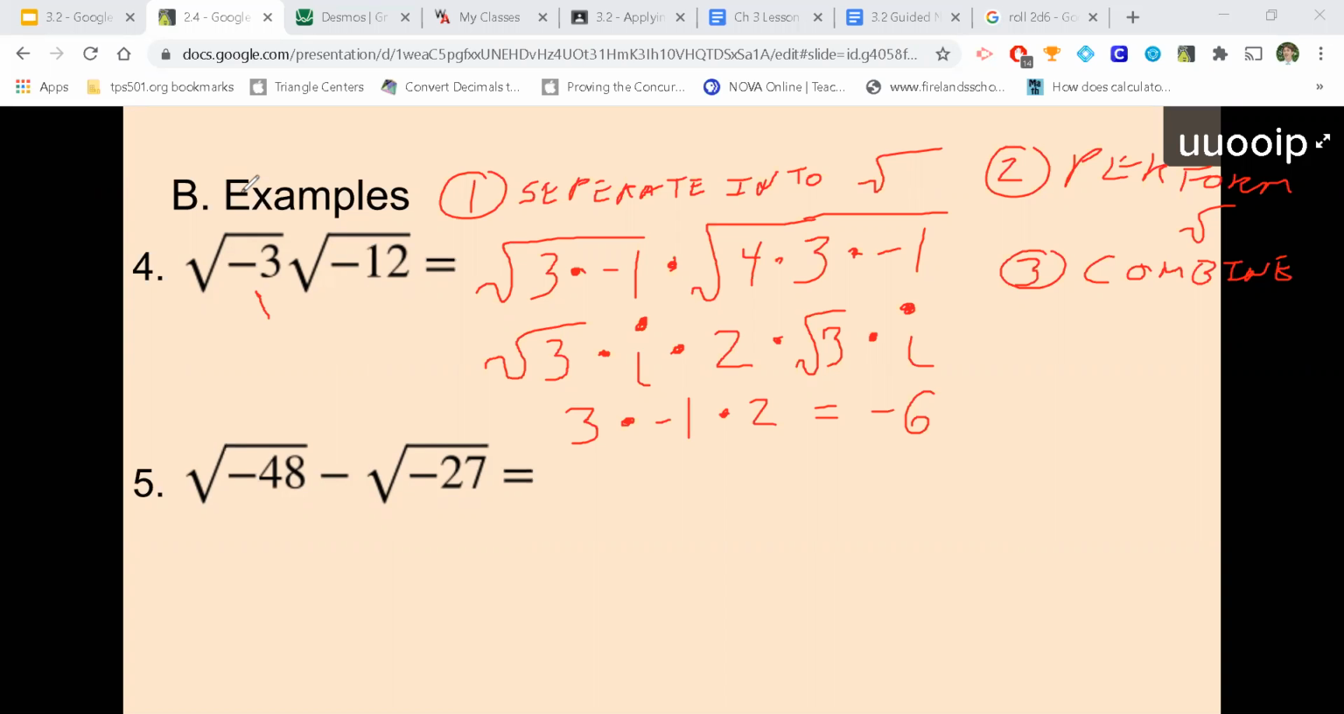The square root of negative 3 times the square root of negative 12 is positive 36, right? Because the negative times the negative is positive, and 3 times 12 is 36. And then the square root of 36 is 6. Is that the right answer? No. The right answer is negative 6. This is not a valid operation. You cannot multiply 2 square roots together if one of them has a negative sign.